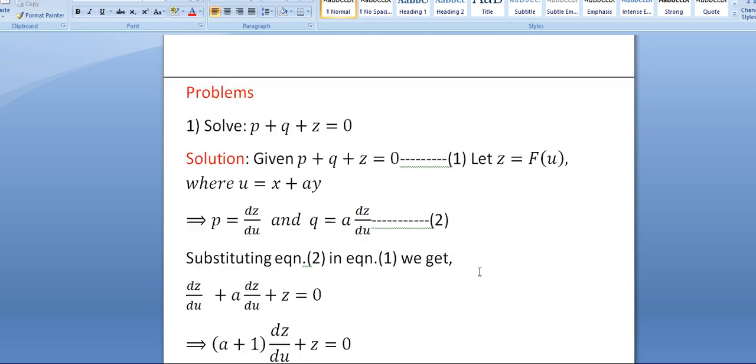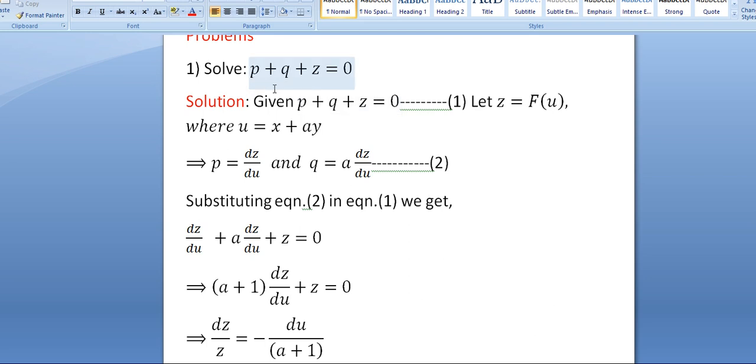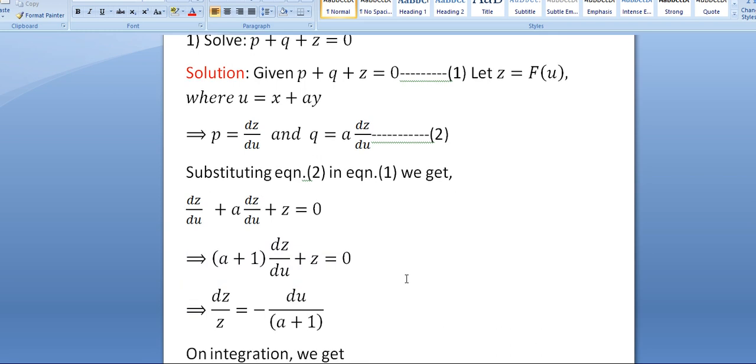So let us take one problem based on this. Solve p plus q plus z is equal to 0. So here it is a function of p, q and z. So let us take z is equal to f of u, where u is equal to x plus ay. So we have to substitute p is equal to dz/du and q will be a dz/du. Let us substitute these two in the given equation. Then it will become dz/du plus a dz/du plus z is equal to 0. In these two terms, I can take dz/du as a common factor. Then I'll get (a plus 1) dz/du plus z is equal to 0.